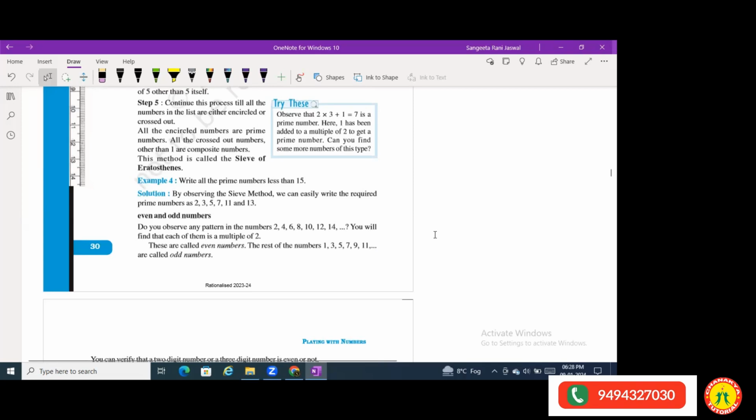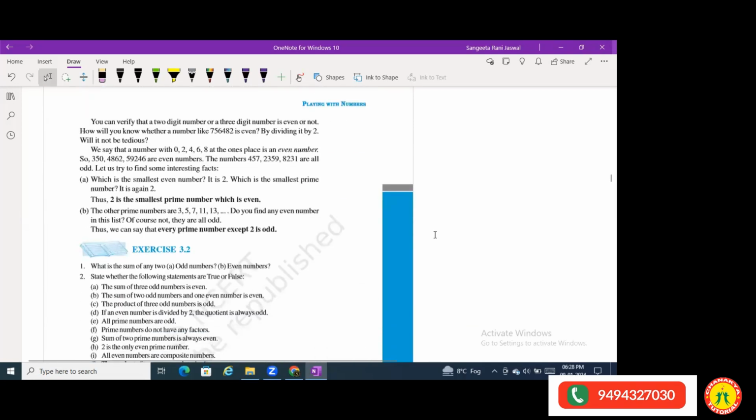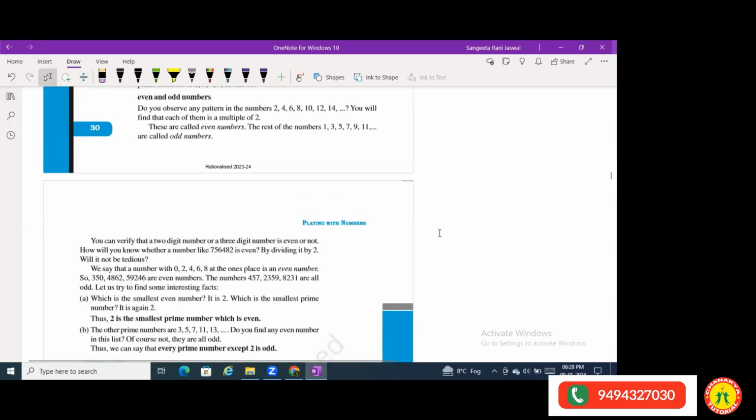Write all the prime numbers less than 15. Okay, let's do this. Now, let's see.